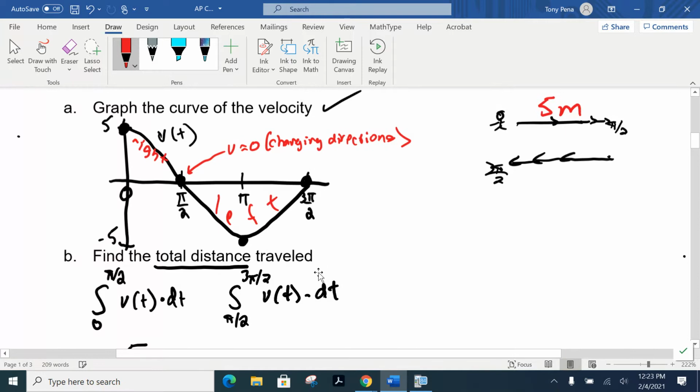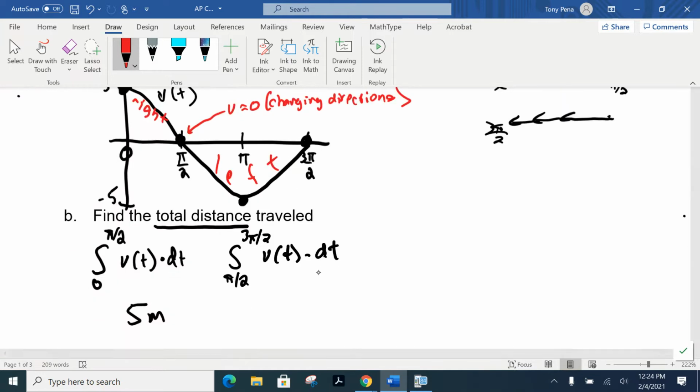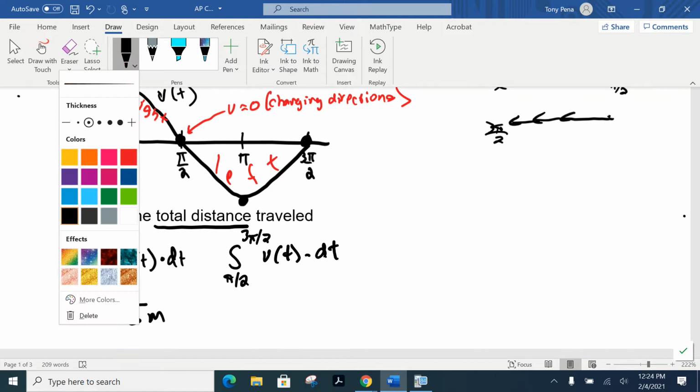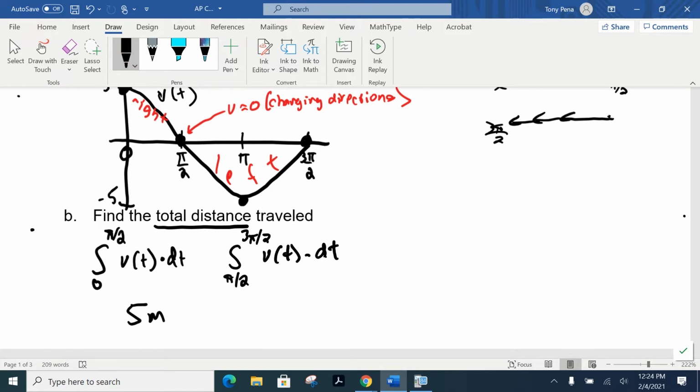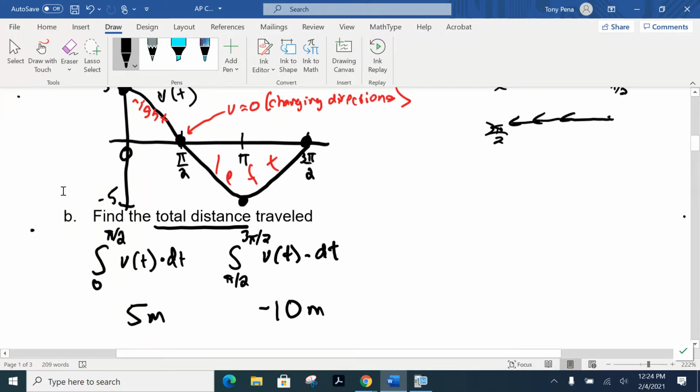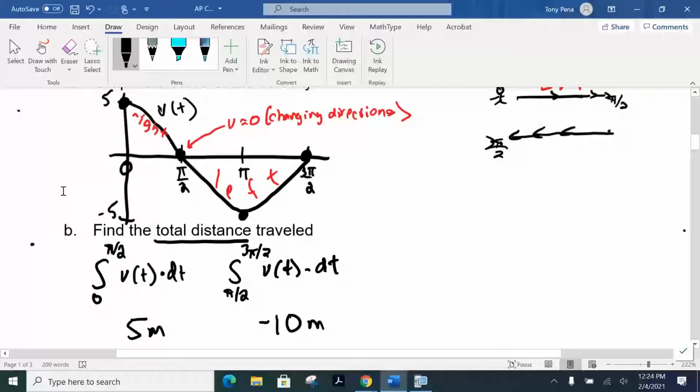If I then integrate pi over 2 to 3 pi over 2, that same velocity function, when I do that, that's going to give me a negative 10. And understand why that is a negative 10, right? Because that's the area that's underneath the x-axis.